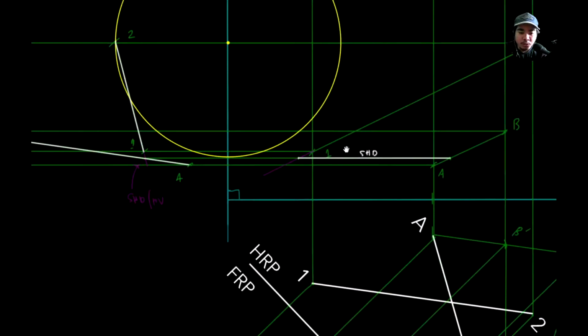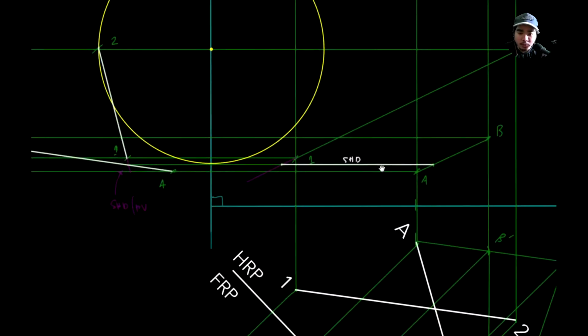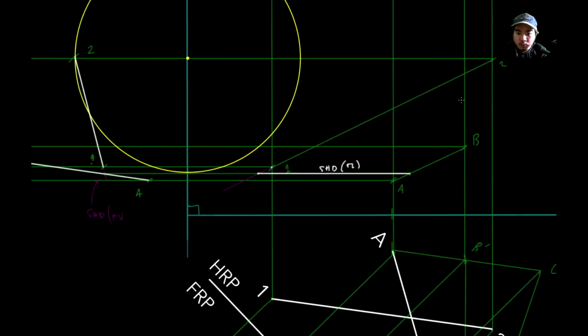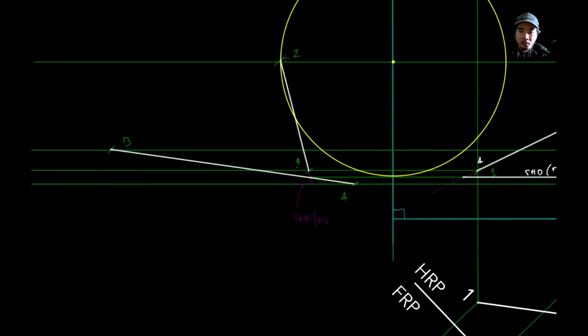Itong point 1 na to. Which is okay lang. It doesn't matter, no? Pwede, okay lang din yun. So, true length siya dyan. So, 1, 2, this is the final answer, no? Ito siya. So, A, B, 1, 2. Okay? And label ko lang.